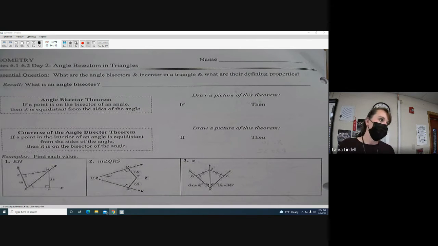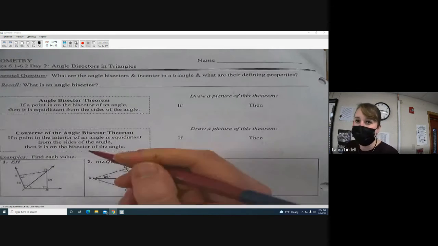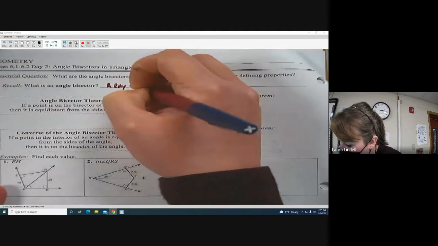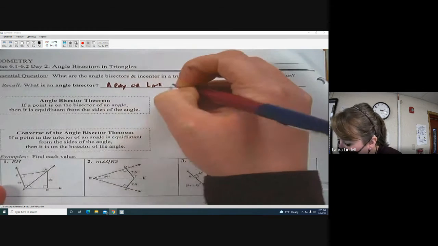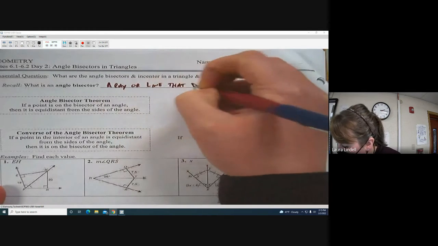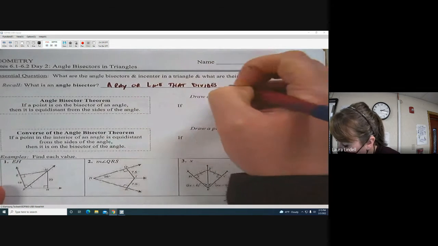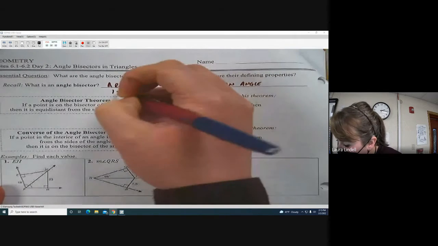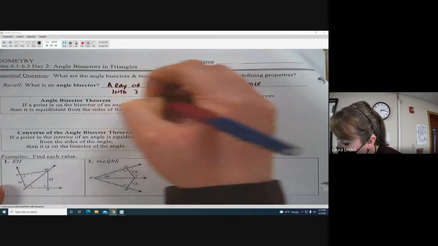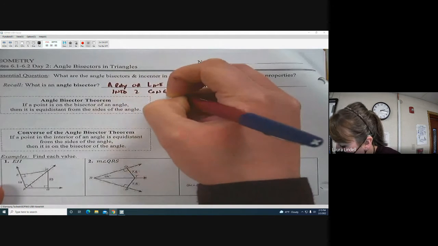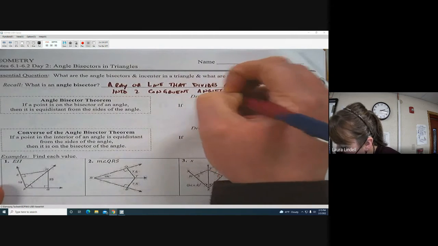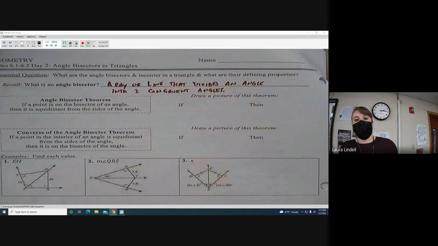So let's get started. First off, we have to remember that an angle bisector is a ray or a line that divides an angle into two congruent angles. All right, so that was from chapter 1, a line or ray that divides an angle into two congruent angles.